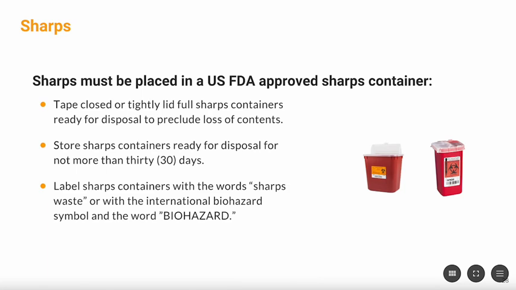The container must be closed or have a tight-fitting lid to prevent the loss of contents. The container should be stored for no more than 30 days before disposal. The container must be labeled with the words sharps waste or with the International Biohazard symbol and the word biohazard on it, so it's easily recognizable as sharps waste and should be treated as biohazard waste.